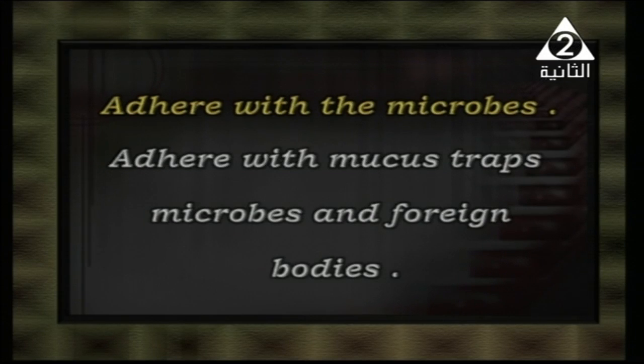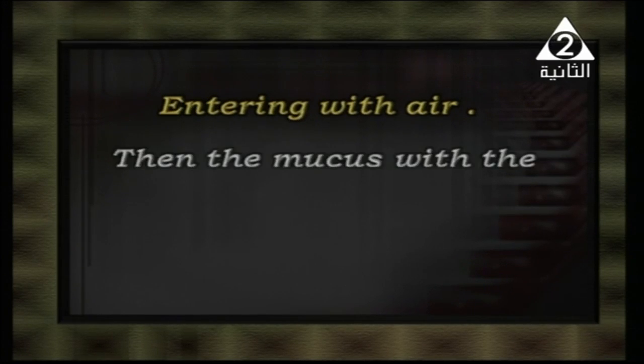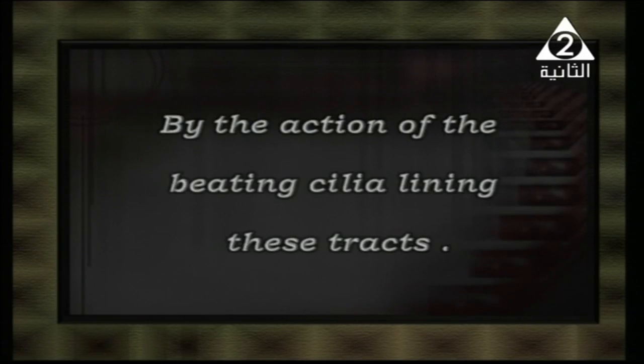and trapping the microbes and foreign bodies, and also preventing them from entering with the air. Then the mucus with the trapped microbes is expelled. They are released to the outside of the body by the action of the beating cilia, okay, lining these tracts.